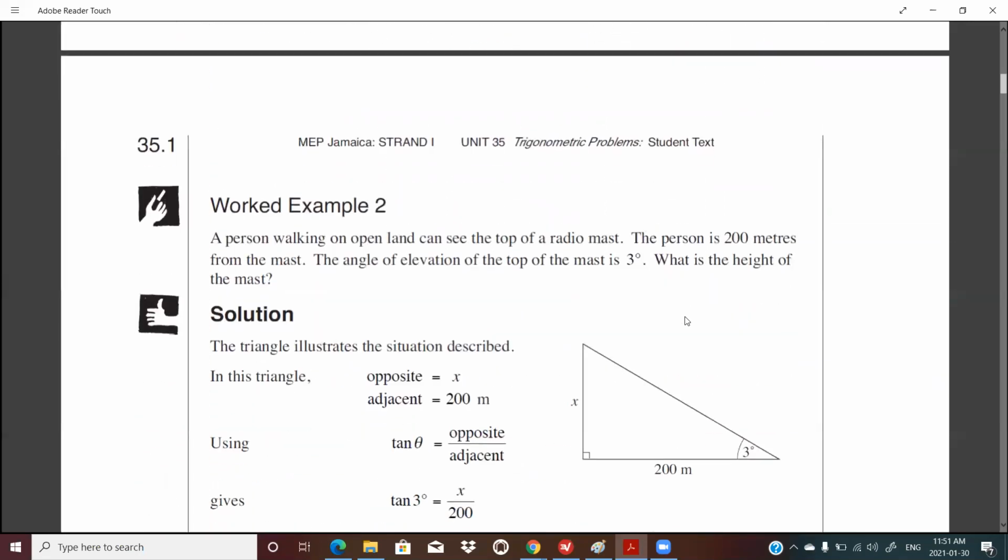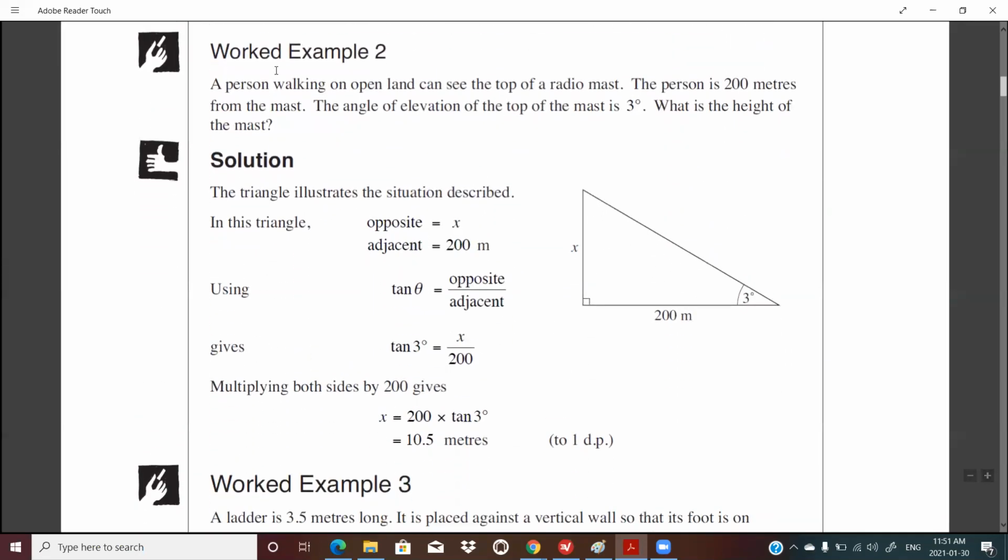All right, another example. A person walking on an open land can see the top of a radio mast. The person is 200 meters from the mast. The angle of elevation of the top of the mast is 3 degrees. What is the height of the mast? So somebody walking on open land is here in the open land. The top of the radio mast is somewhere way up here, and the person is looking out. So this is the line of sight.